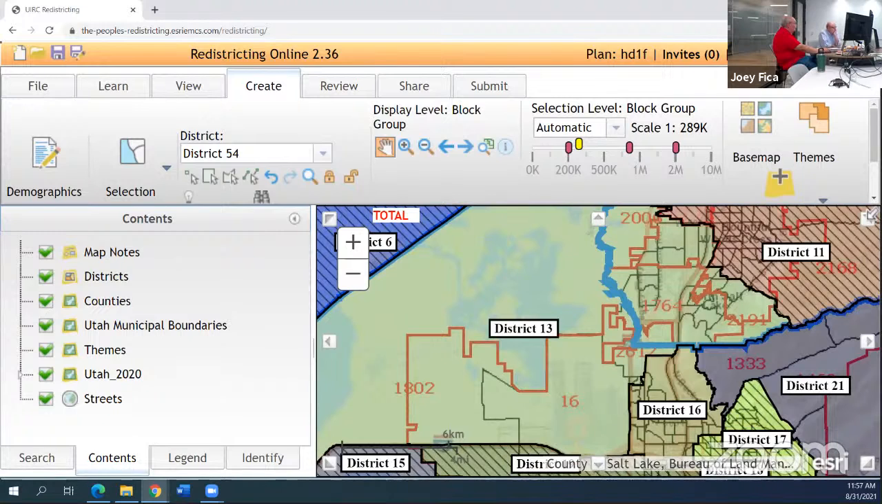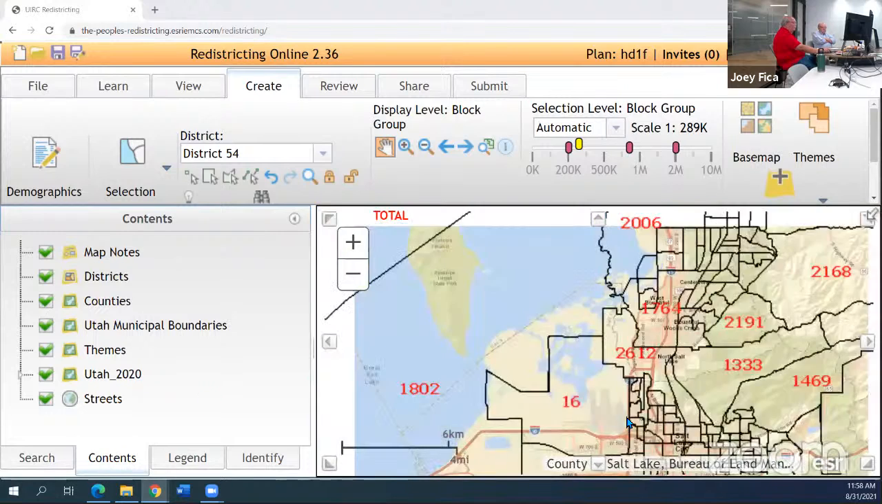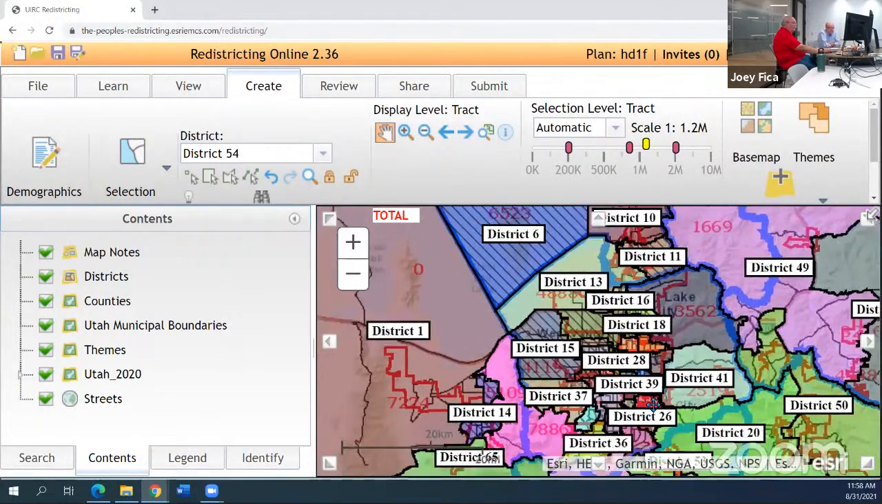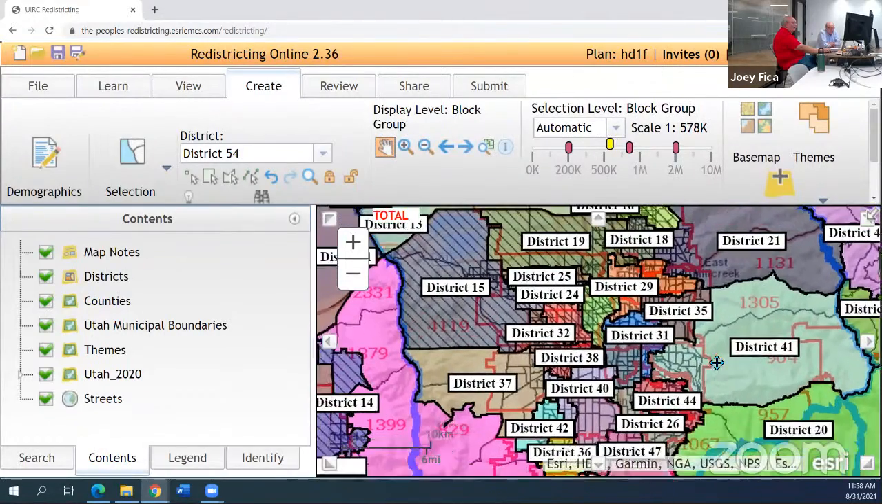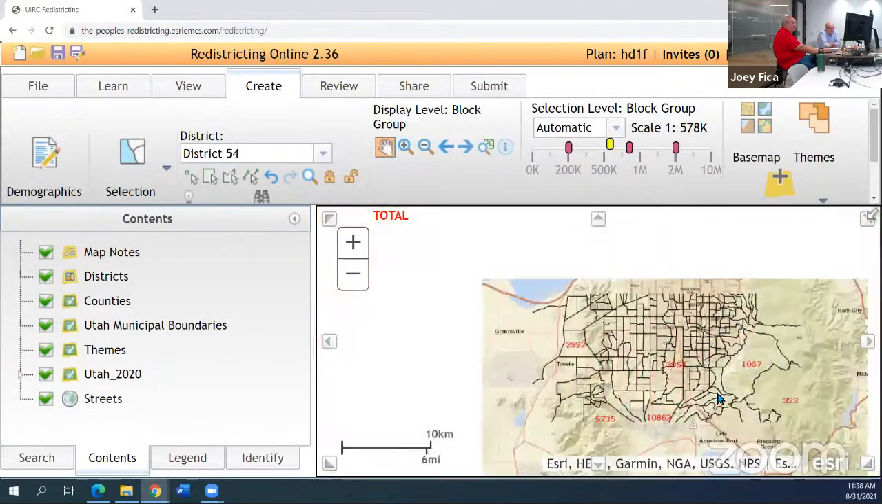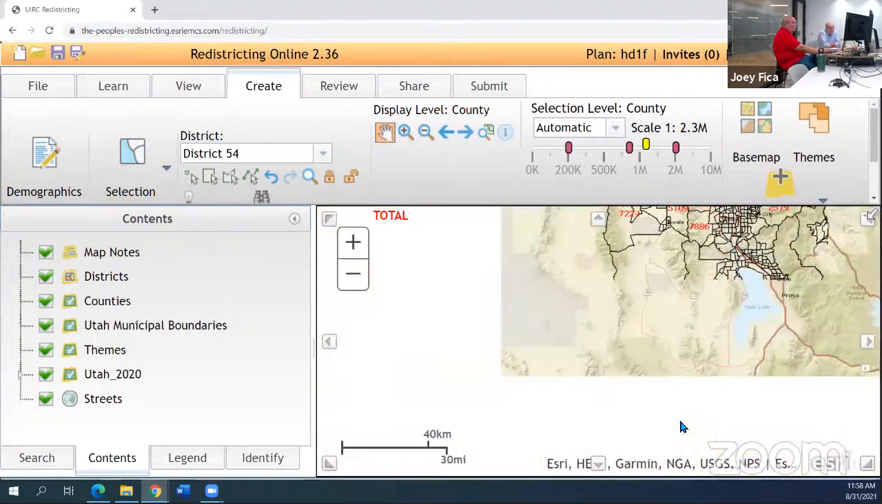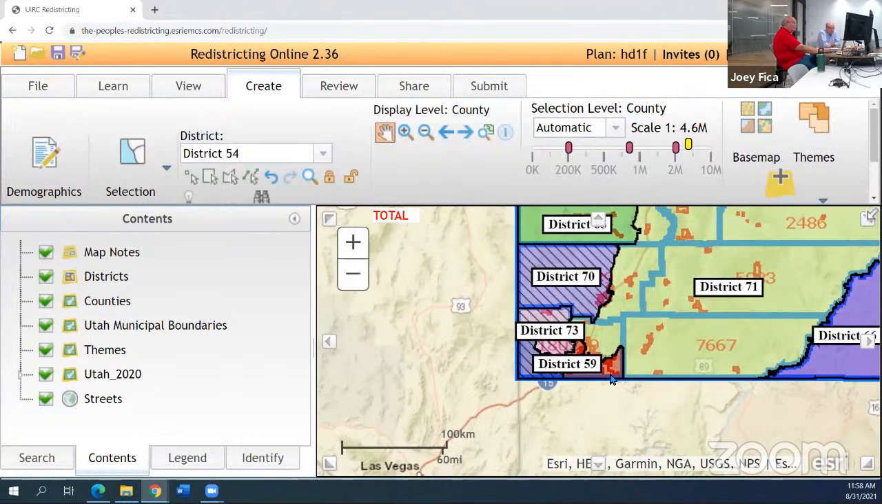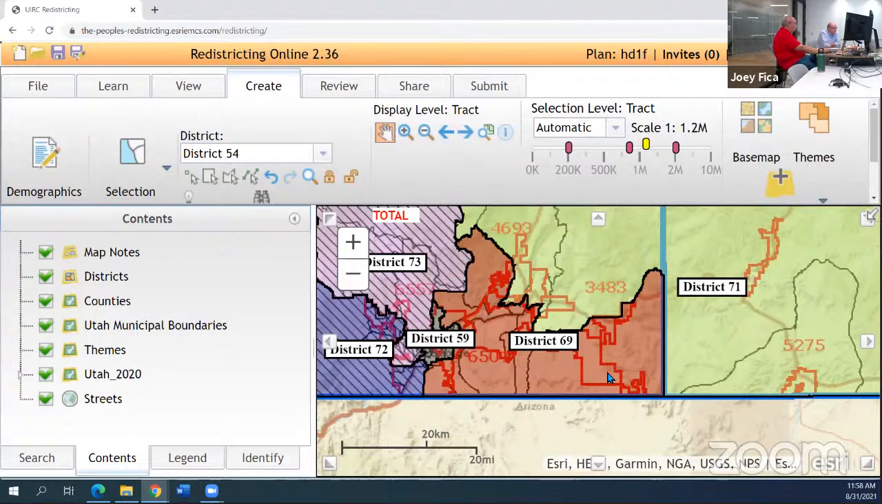Let's see if I can. 59, maybe I can hide it if I did that way. Okay, I'm going to change the color of 59. In the dark. Maybe it's down by St. George. There it is. It is St. George. And 59 is minus 71.